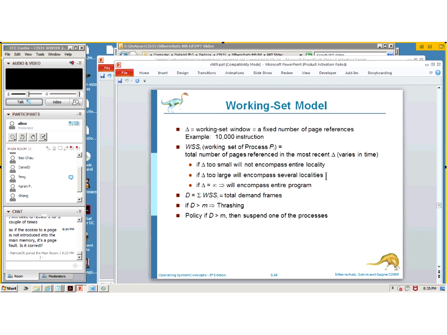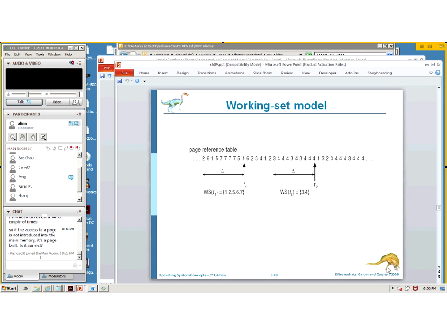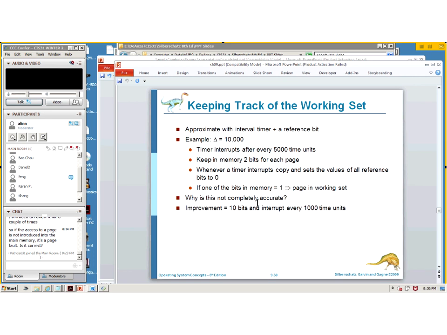So if your delta is too large, you'll have several localities. You have too many pages. That's the idea of working set. It works on this concept that programs usually run in a number of page frames very effectively, and that's the locality at that time. Now the locality may change over time. So we have the page reference table, and this is the delta. Then it becomes this delta. And you just keep track of the working set. The way I am going to use it for you is the number of pages rather than over a period of time. It'll just be the number of pages that we're dealing with.